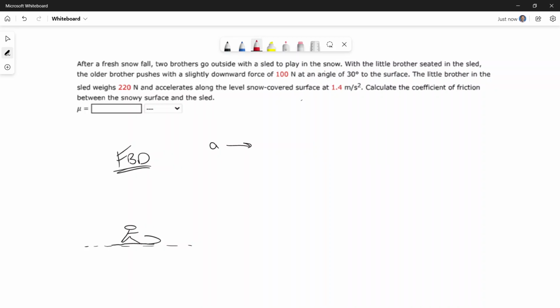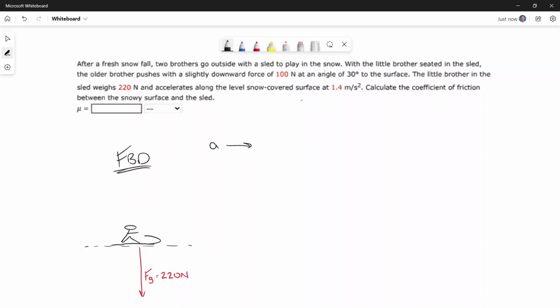The first force we are going to put on there is almost always going to be gravity, or weight. We call that Fg, or the force of weight. They tell you in this problem that the little brother weighs 220 newtons. So we actually know the length of this arrow is 220 newtons. We're on a surface. We're going to have a normal force. We're going to have friction. But to determine how much is going to be there, we need to know what this applied force is doing.